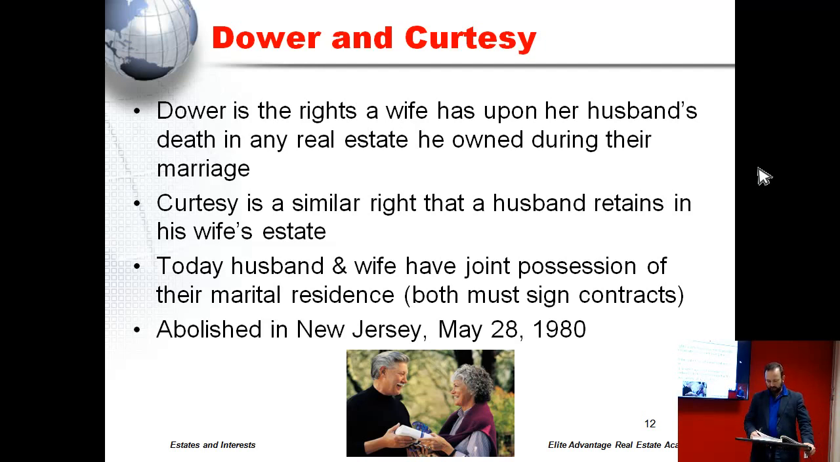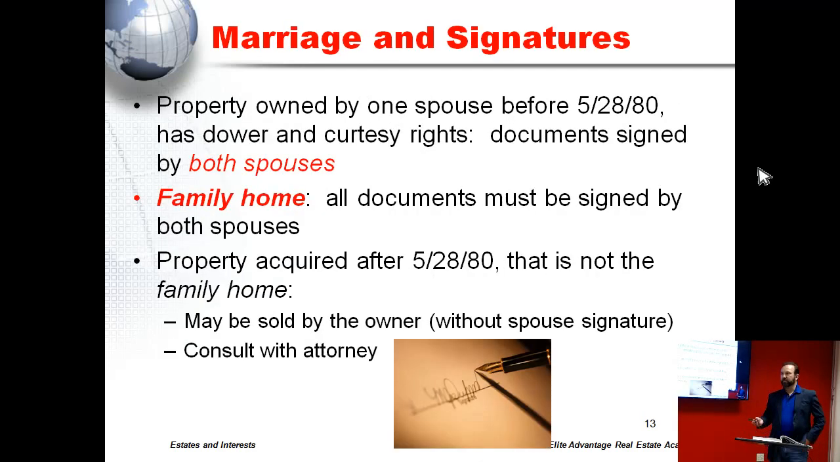So any document relating to the property should be signed by both spouses, no matter which one is the owner. That's the bottom line. Now, when we have the marital residence, they both have to sign anyway, even if it's only in one name. So property owned by one spouse prior to May 28, 1980 has Dower and Curtsey rights. Documents are signed by both spouses. If it's a family home, all documents must be signed by both spouses.